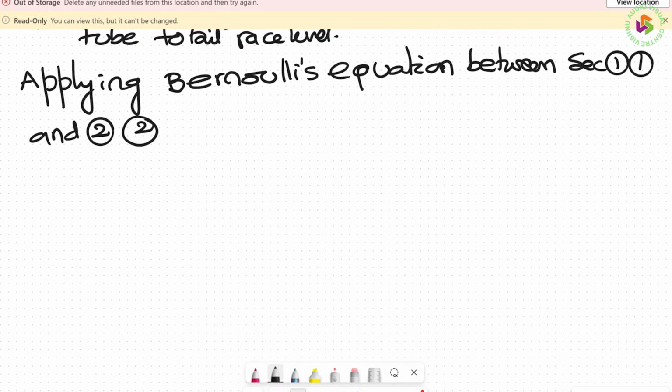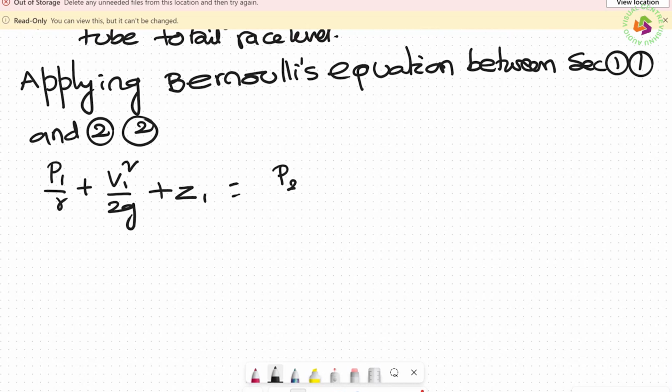If I apply it, that means from the inlet of the draft tube to the outlet of the draft tube, it is P1 by gamma plus V1 squared by 2g plus Z1 is equal to P2 by gamma plus V2 squared by 2g plus Z2 plus head loss in draft tube, HF. This is what I have written.